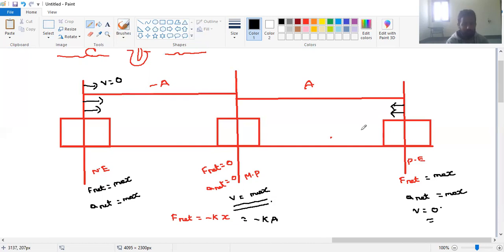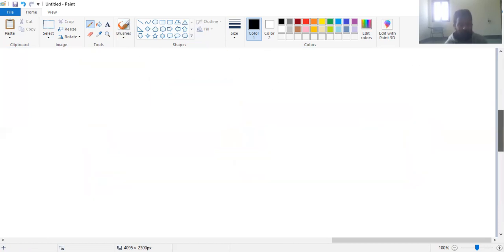So you should always look after the directions also, and the most important thing is when F net is equal to 0, only A net is going to be 0. It does not mean velocity is also equal to 0. So I think you understand the concept of terminology of SHM, analysis of SHM. Now let me go with the discussion of equations of SHM.